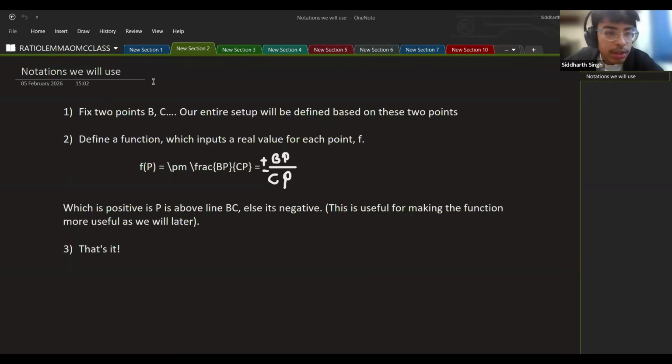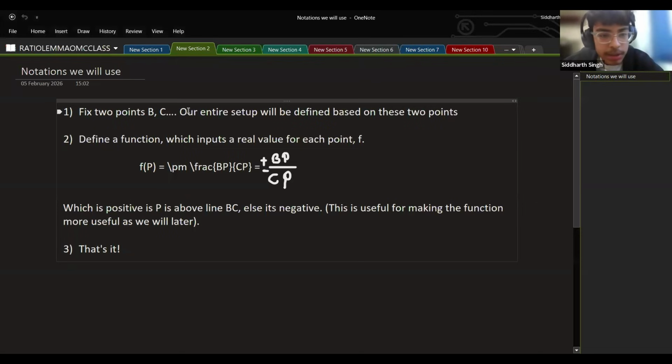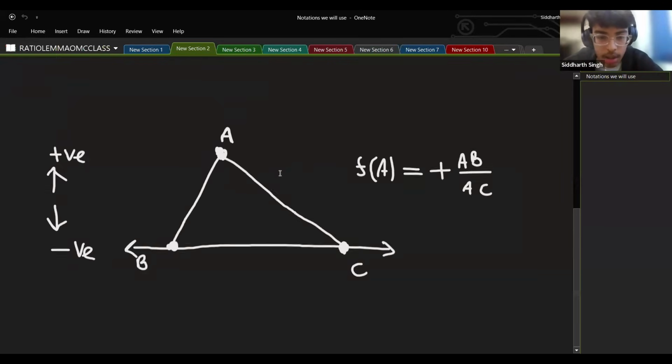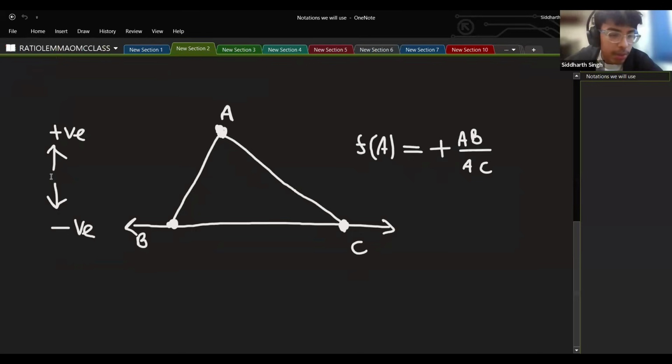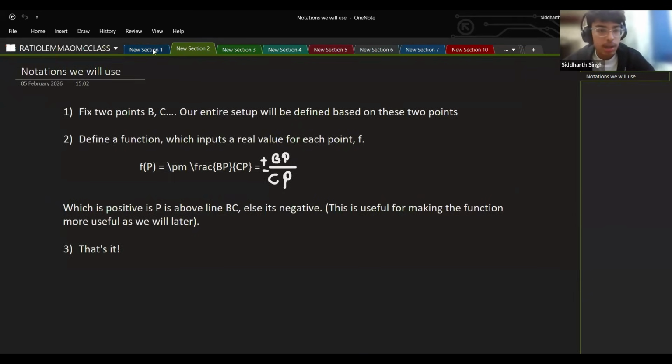So these are the notations we'll use. Fix 2 points B and C. Our entire setup will be based on these 2 points. And then we define f(P) to be a ratio between the distances from B and C of P, and we have some sign convention. This is important. We'll see why this is so important later on. So for illustrations, here we take the positive direction to be above, towards A. So f of A is equal to plus AB by AC.